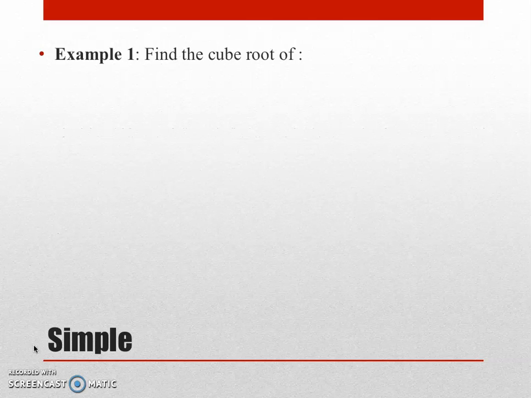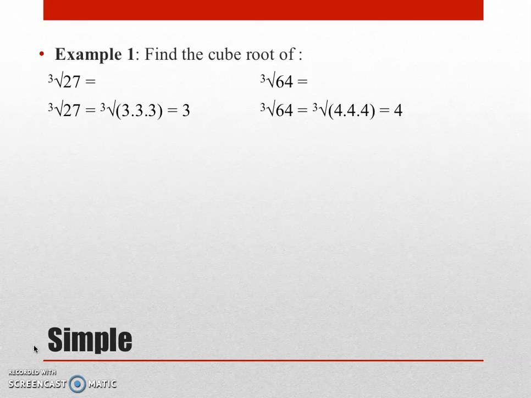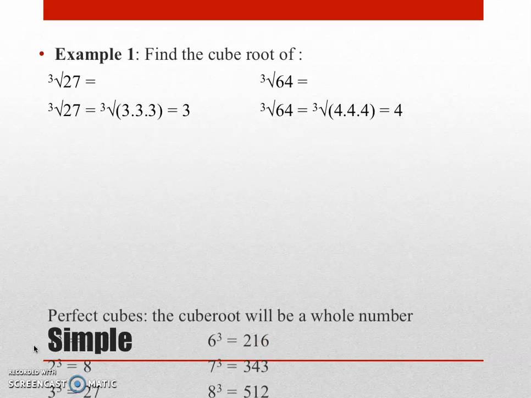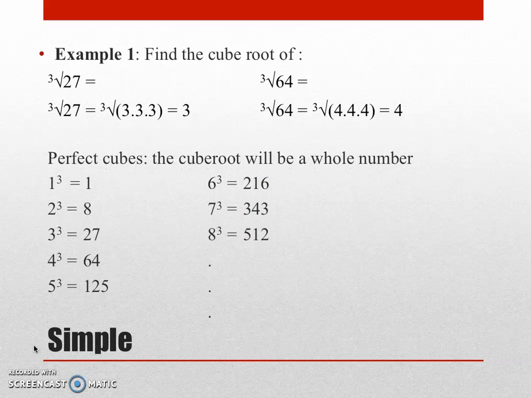Now looking at some examples of cube roots. What is the cube root of 27? So what number gets multiplied by itself 3 times to give us 27? Well, as we know, that's 3. How about the cube root of 64? So 4 times 4 times 4 is 64. So the cube root of 64 becomes 4. And again, these are all perfect cubes because the cube root is a whole number.